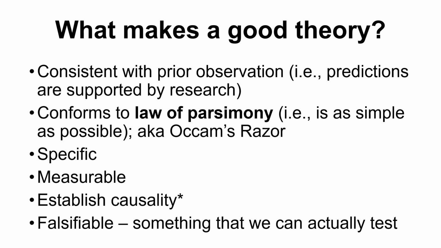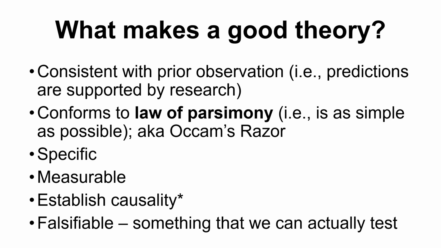We always want to start with the most simple explanation, and if our simple explanation is falsified, then we can look at more complicated explanations. But you always want to start simple and go complicated if necessary, as opposed to going the other way around. A good theory should also be specific. We want to explain how things are related to each other, not just that they are related. A good theory should lead to measurable hypotheses. We want to look at predictions that we can measure.